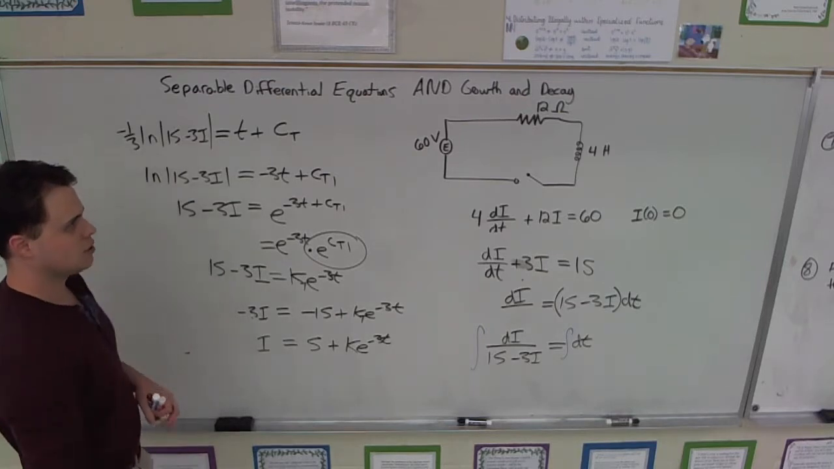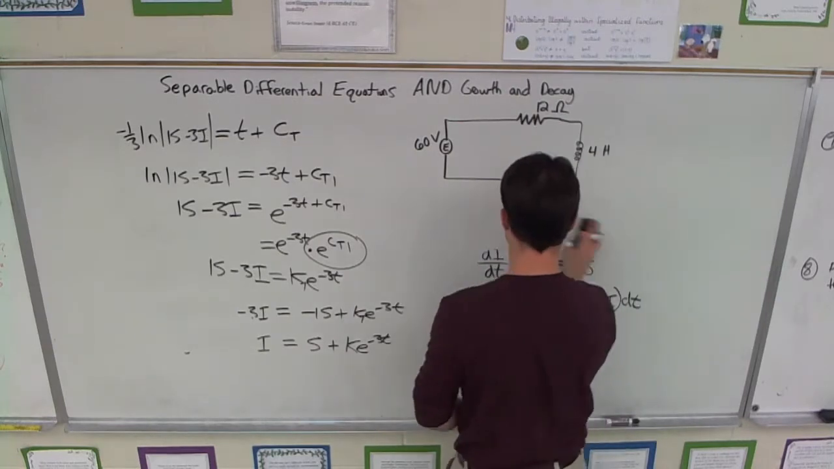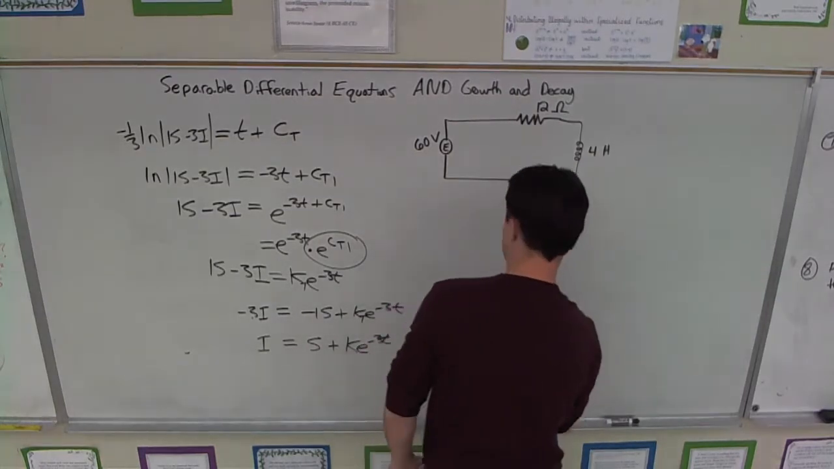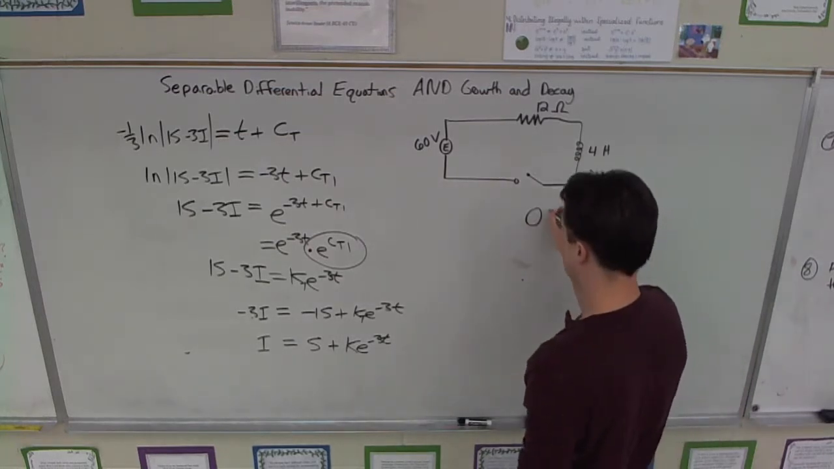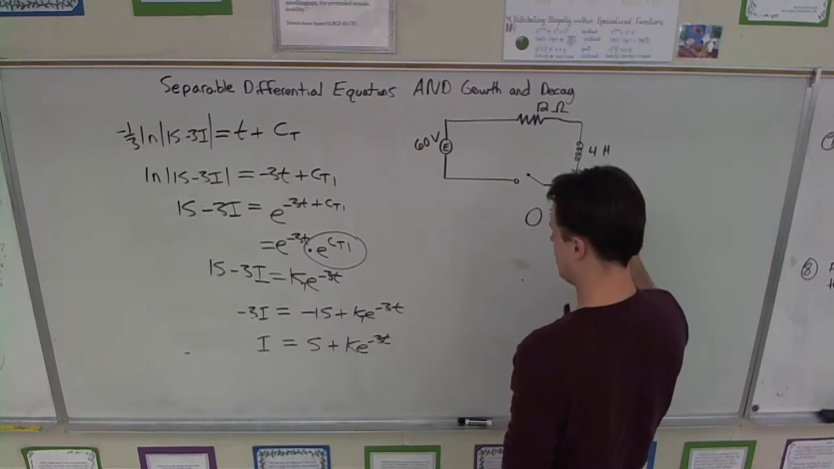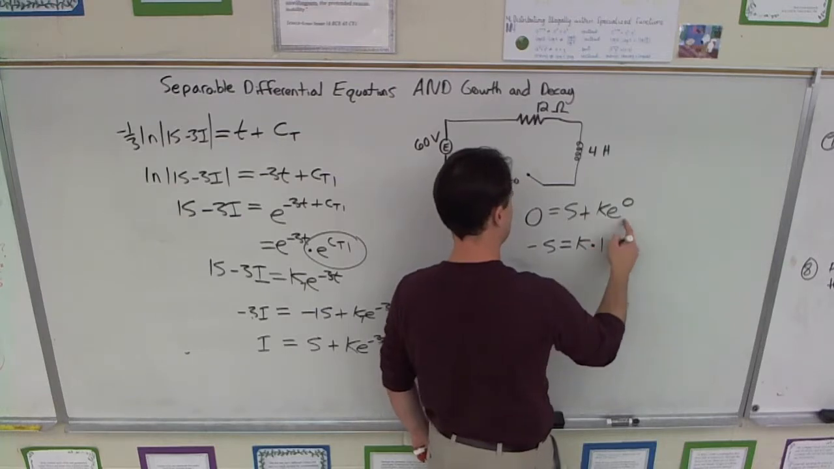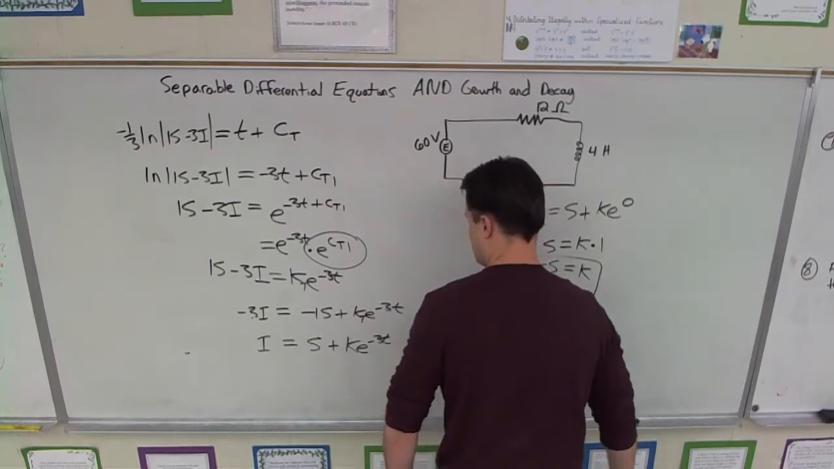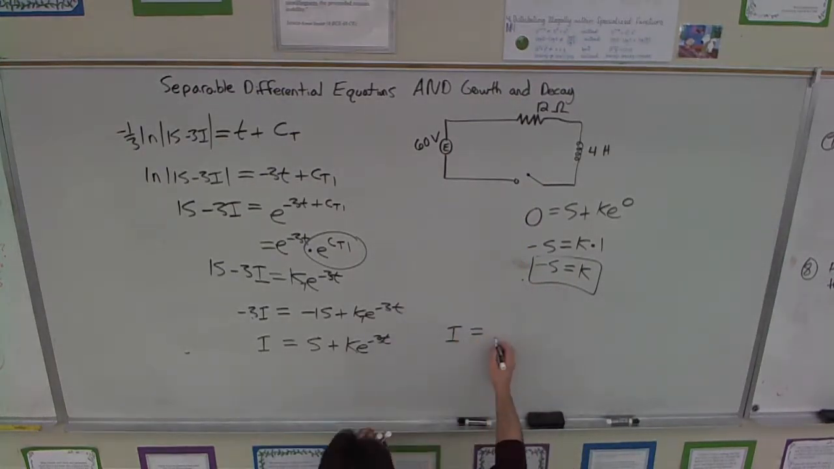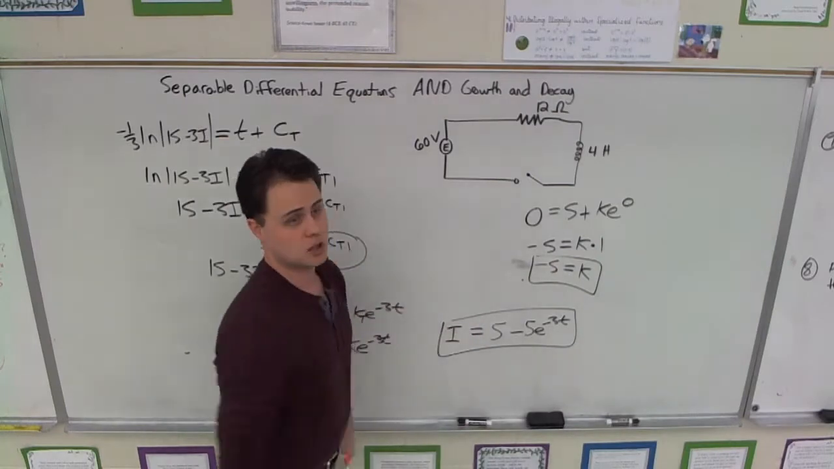We wanted to find the one for this specifically given that there's no current at the beginning of time, which makes sense. I don't know if anything else would make sense. Maybe there was already a current flowing, I don't know. But for us there wasn't, so we're going to say 0 equals 5 plus K e to the 0. So that's going to be negative 5 equals K times e to the 0 is 1. So K is equal to negative 5. So my particular solution to this differential equation will be 5 minus 5e to the negative 3t. That is the current that will flow through that circuit.